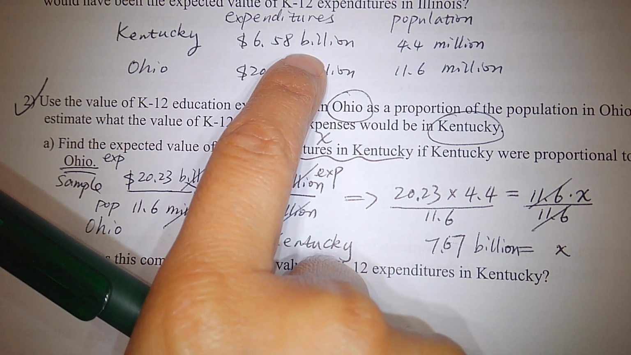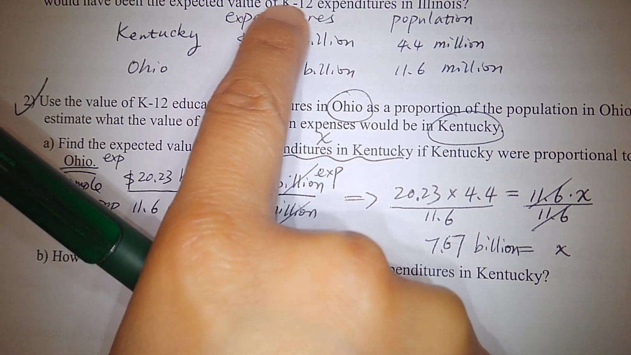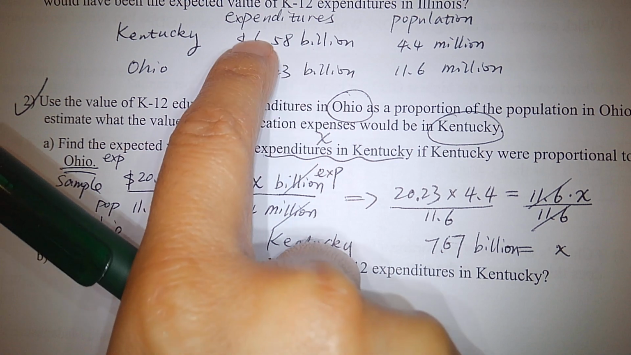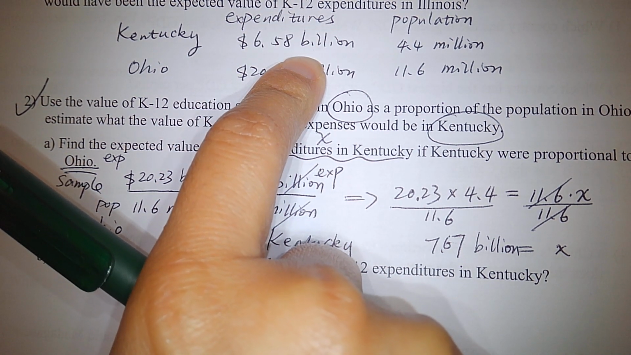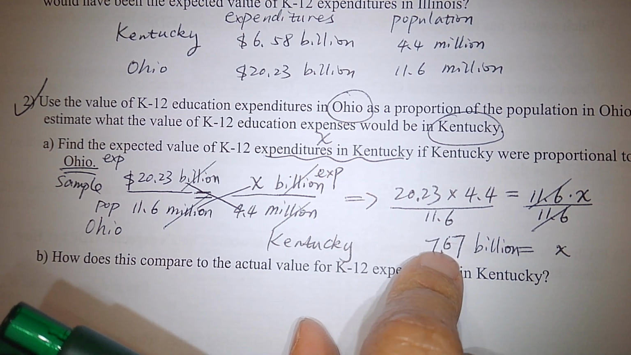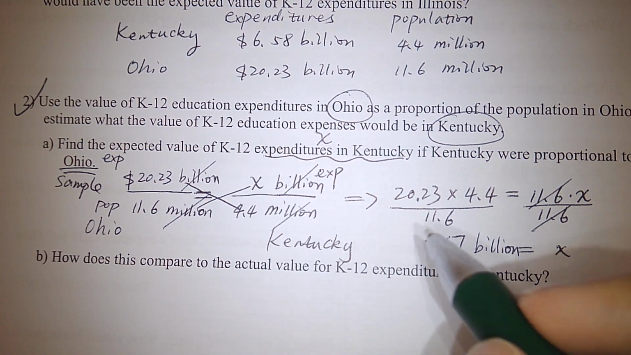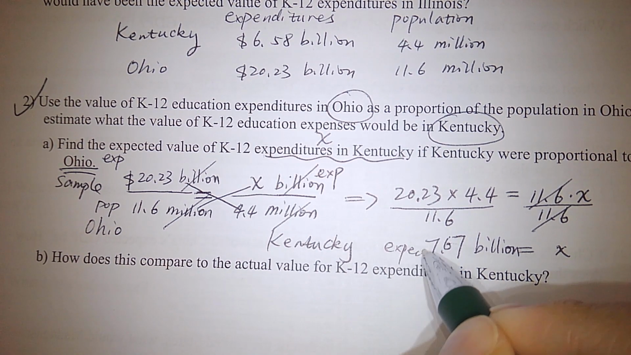Education expenditures, right? And how about this number, 6.58 billion? What does this number mean? That's the actual number. This is a what? Expected number, right? So this number is expected.